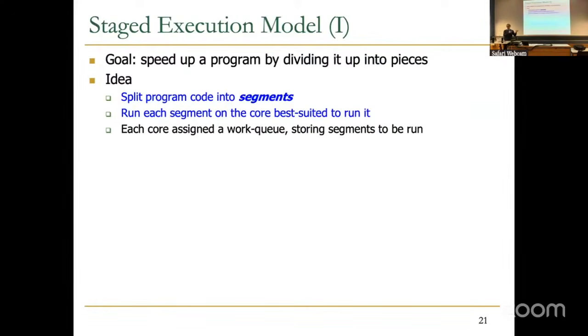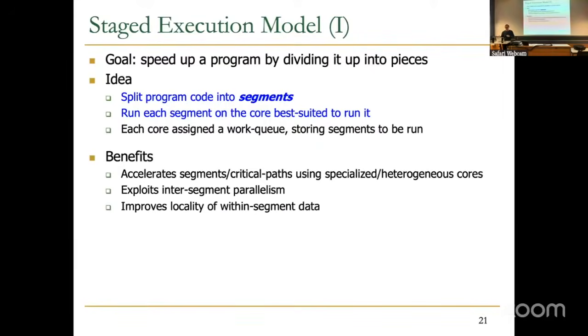And we've kind of done that in earlier works. One way of doing this is actually to have each core be assigned a work queue, storing segments to be run. This doesn't have to be the case, but we're going to kind of assume that. You don't have to assume that in the end. The benefits you get, as we have seen in earlier works, is you can accelerate segments or critical paths using specialized or heterogeneous units. That's what we've seen in the last lecture. Clearly, you exploit inter-segment parallelism. Even if you don't ship it to a large core, the staged execution model, segmenting a program, buys you parallelism across different cores, right? That's the classical multi-threading.